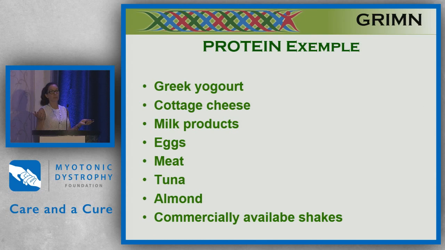And where do you get those proteins? And by no means am I an expert. I've got a student in nutrition, but please consult your nutritionist or your GP or your neurologist about it. But some protein examples: Greek yogurt, milk products, eggs, meat, tuna, almonds.